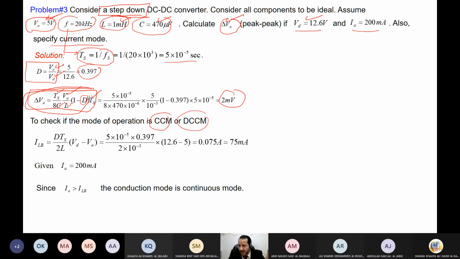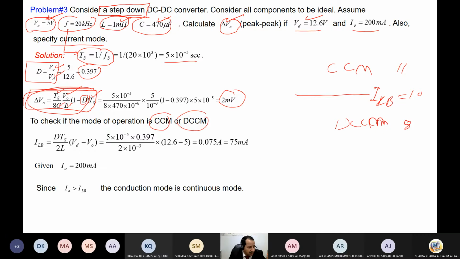Just let me remind you of what we discussed before. We go to the boundary condition, IL boundary. Let's assume the boundary condition is found to be 10. If my current is 11, greater than 10, then this means continuous conduction mode. If it is lower than 10, discontinuous conduction mode.